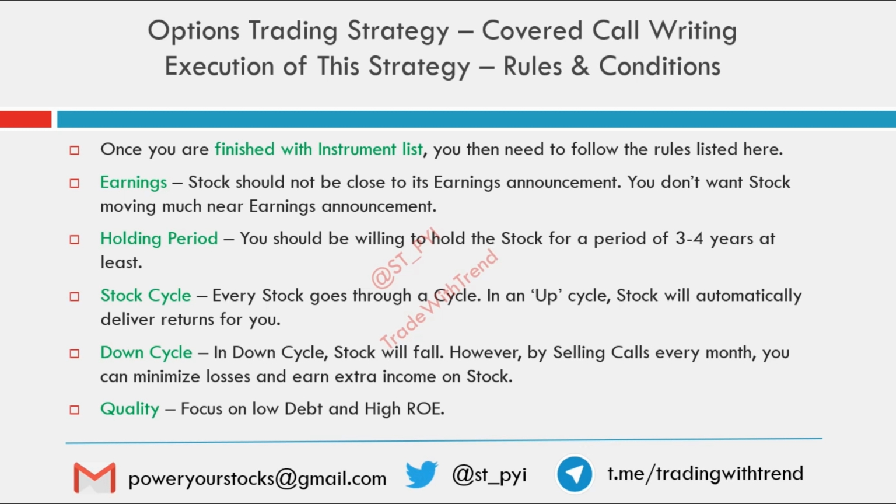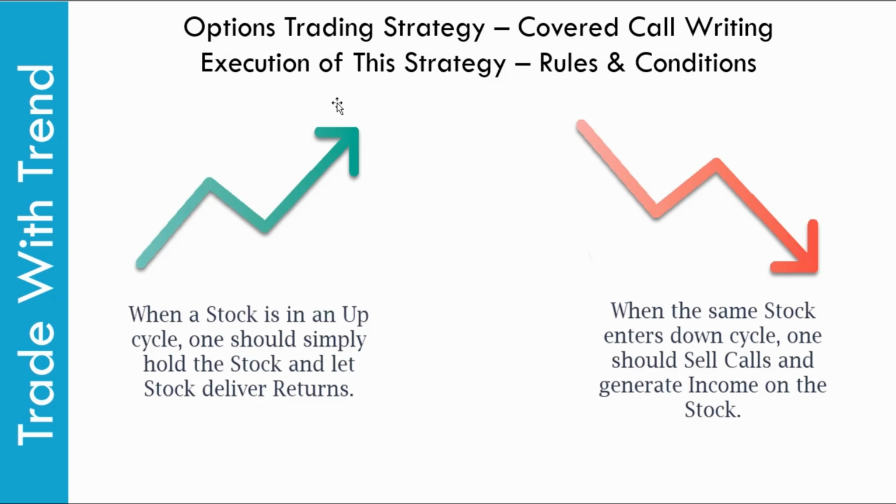So let me just repeat what I've summed up here. The way to generate income with covered call writing strategy: first, you need to hold a stock at least for 3 to 5 years, which is already delivering returns to you. When stock is in an up cycle and you're identifying momentum in it, you should not be selling calls because the stock or the index would automatically deliver returns for you. But when it comes to down cycle or a stock which goes under consolidation, you should be looking to sell calls every month in order to generate additional income or offset the losses that you are seeing in your portfolio.